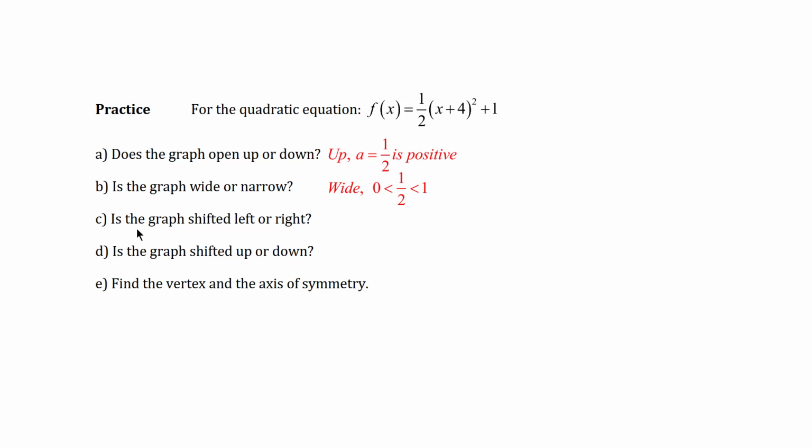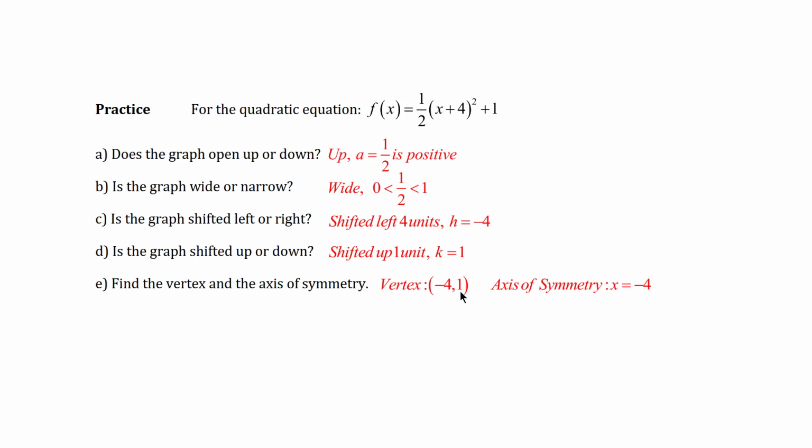For part C, is the graph shifted left or right? Since our value for h is equal to negative 4, this indicates that our parabola is going to be shifted left 4 spaces or 4 units. For part D, is the graph shifted up or down? Since the value for k is equal to 1, this indicates that the parabola is going to be shifted up 1 space or 1 unit. For part E, find the vertex and the axis of symmetry. The vertex is at (negative 4, 1), and the axis of symmetry is x equals negative 4.